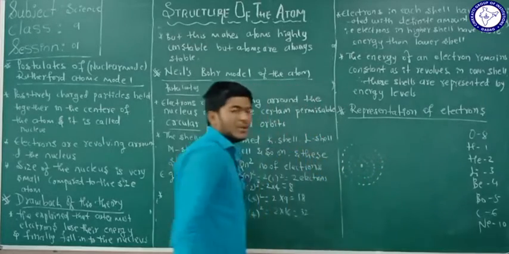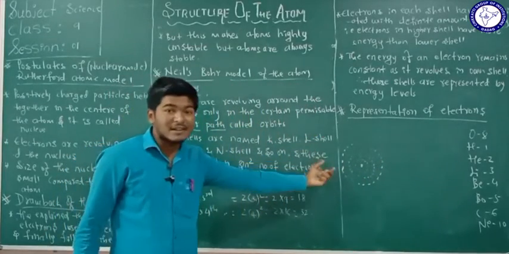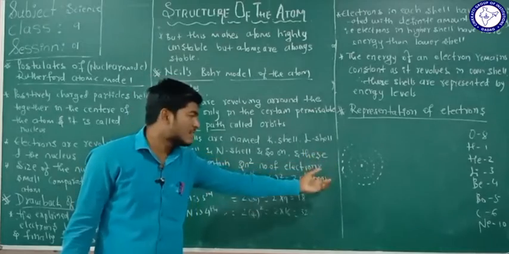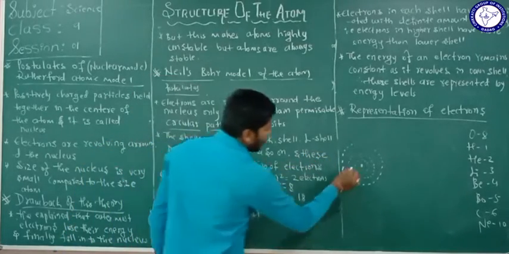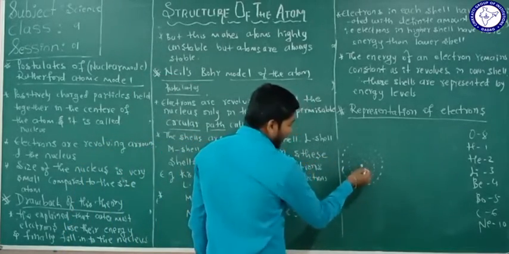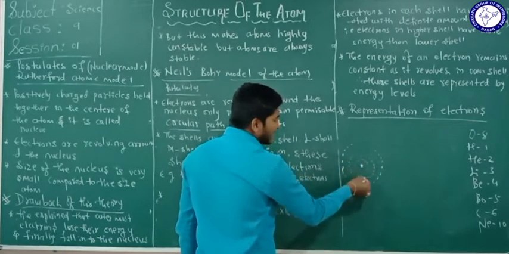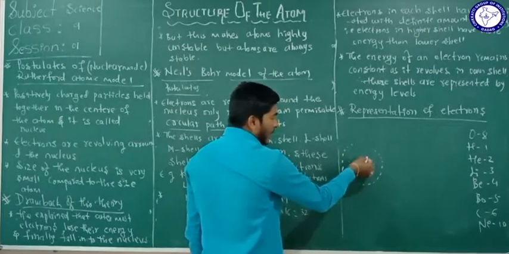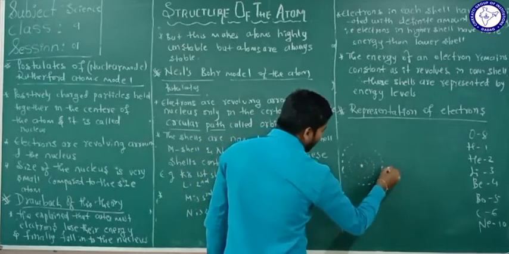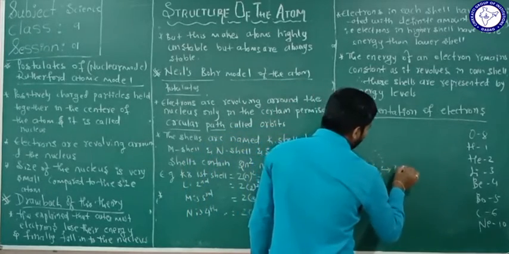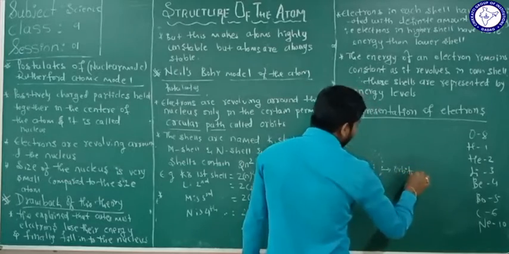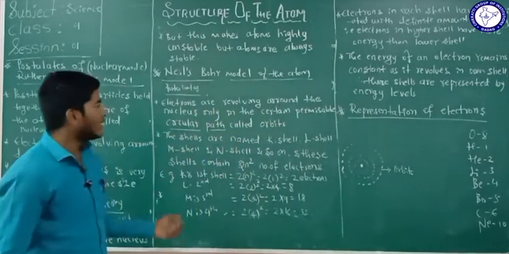If you imagine the structure of the atom, this is the nucleus. The electrons are revolving around the nucleus in certain permissible circular paths, and these circular paths are called orbits.